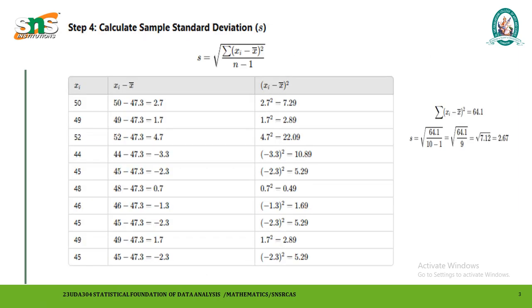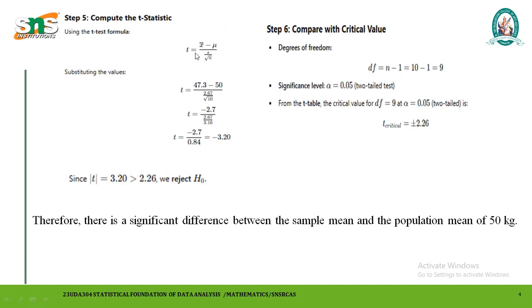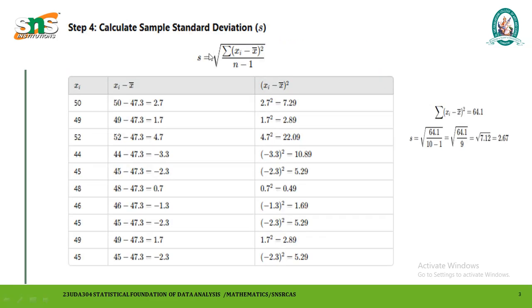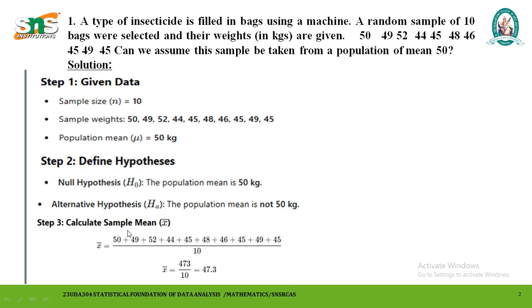Next, the formula for the t-test is t equals x bar minus mu divided by s by root n. Here the mu value is given in the question. We have to find the values of x bar as well as s. First we find x bar, the sample mean. The formula for x bar is summation x by n. By adding all the values given in the question and dividing by the total number of values, we get x bar as 47.3.